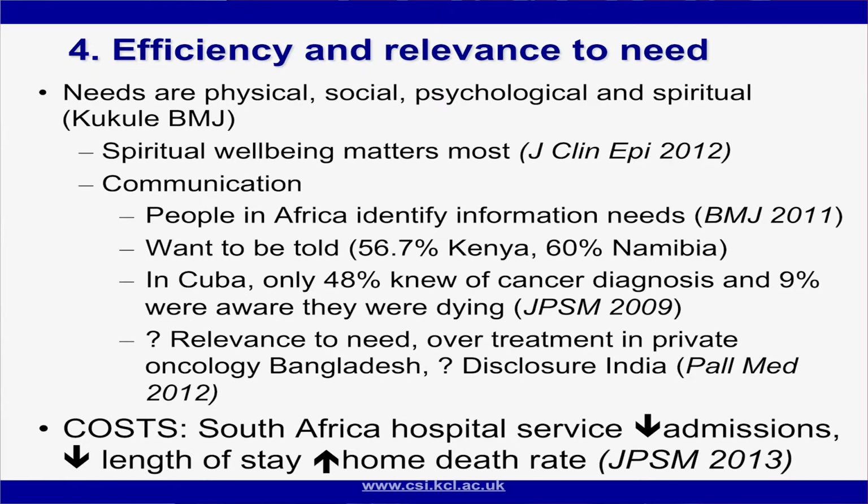And I've recently been in India where, in terms of disclosure, there was a much greater focus on information and communication happening with the family, who then are responsible for communicating to the patient. So there are very, very different preferred models, I think, when we're talking about what quality communication information are. And when we talk about efficiency, there's very little data currently from low and middle income countries, although we have recently published some data from a South African very novel hospital service which found that a palliative care service could reduce admissions, reduce length of stay and increase the home death rate.